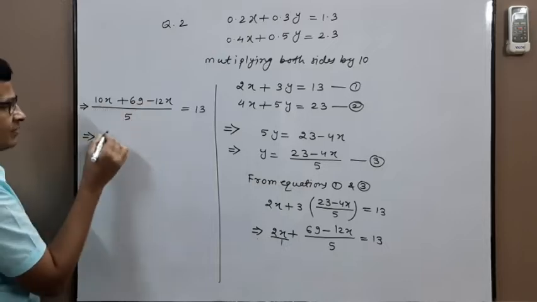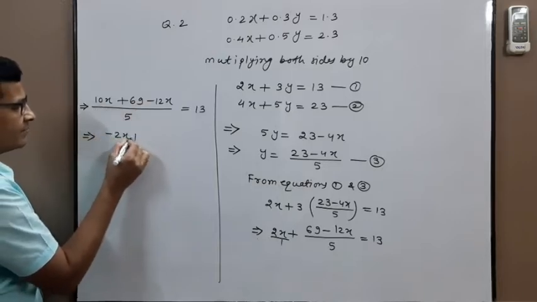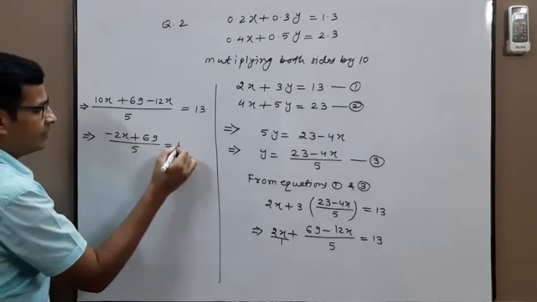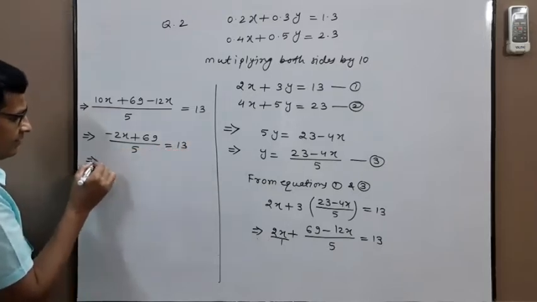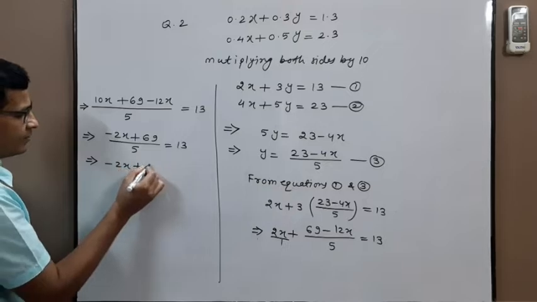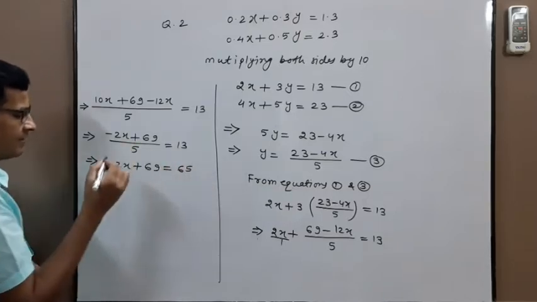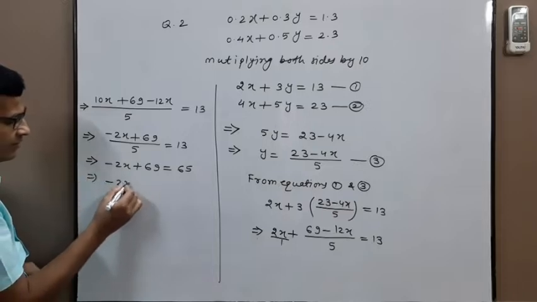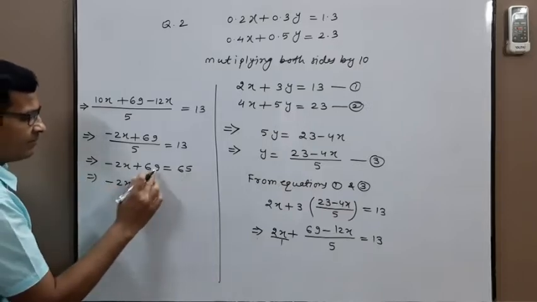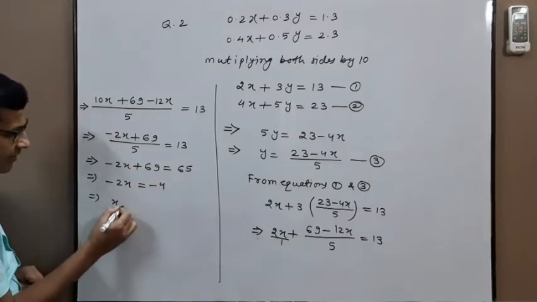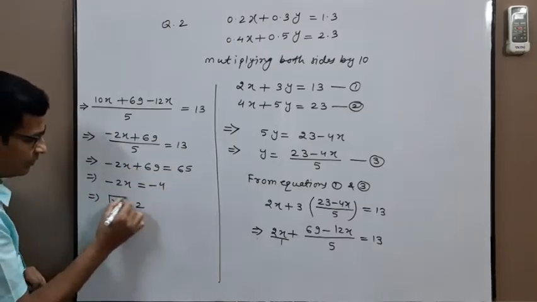10x minus 12x, minus 2x plus 69 upon 5 is equal to 13. Cross multiply: minus 2x plus 69 equal to 13 fives are 65. So minus 2x equal to 65 minus 69, minus 4. So we get x equal to 2.